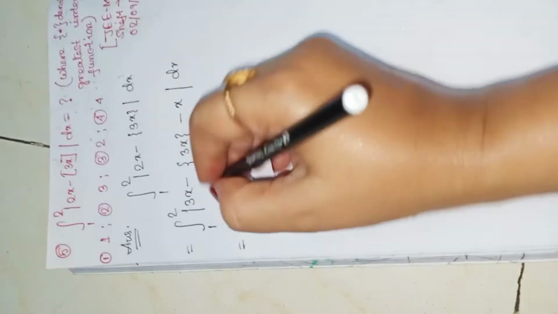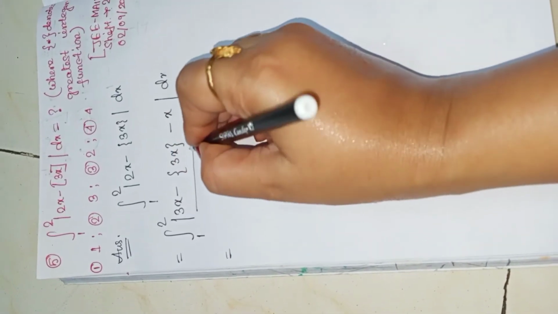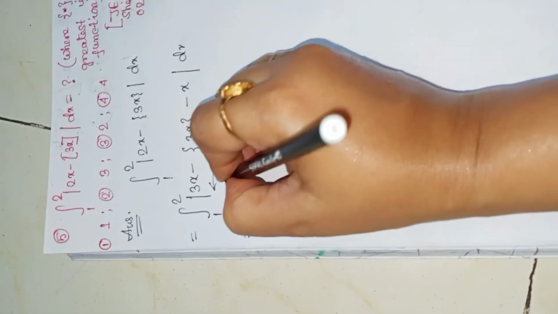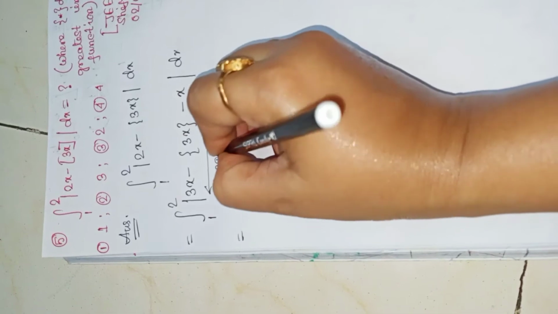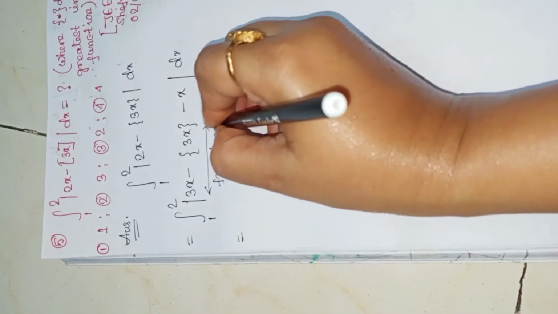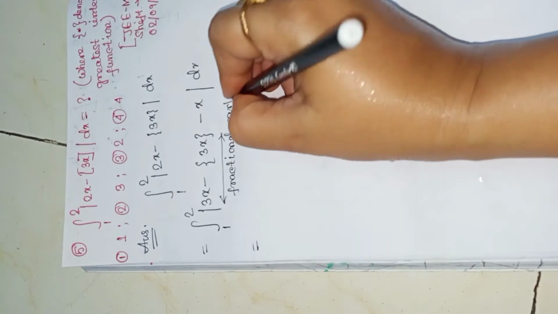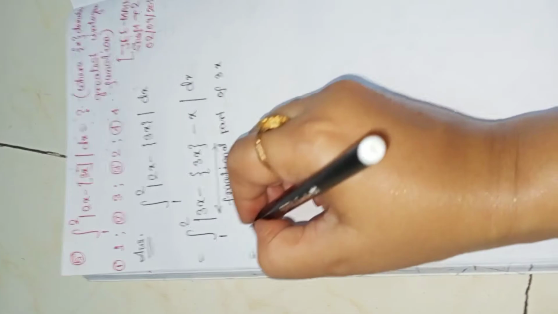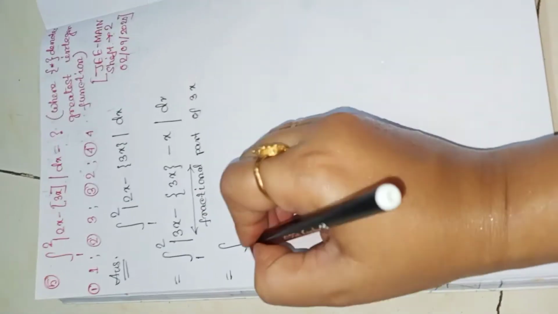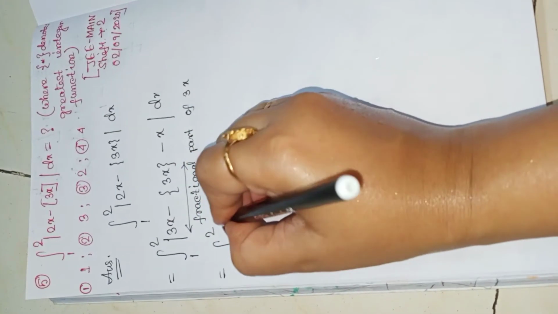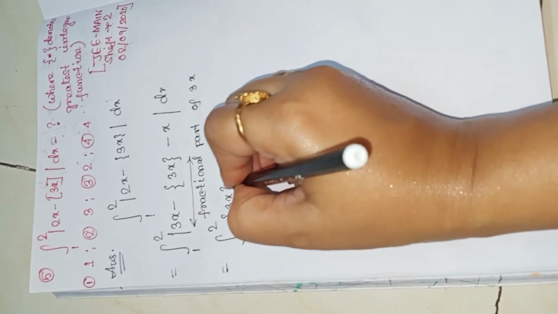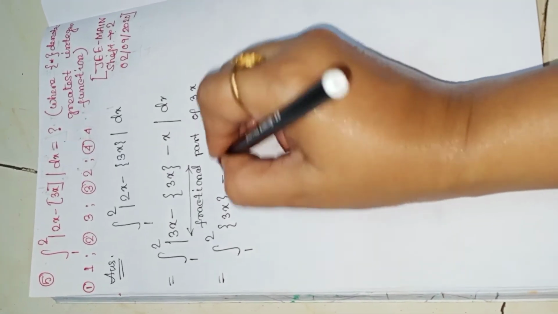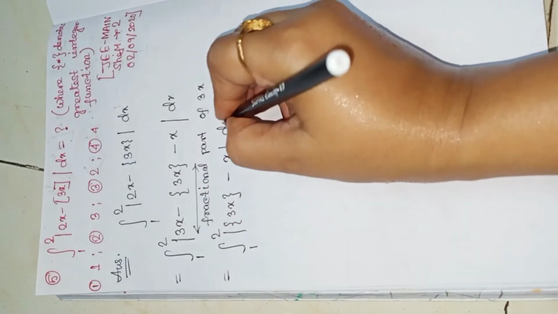Now this is the fractional part of 3x. So we write the integral from 1 to 2 of the fractional part of 3x minus x, modulus, dx.